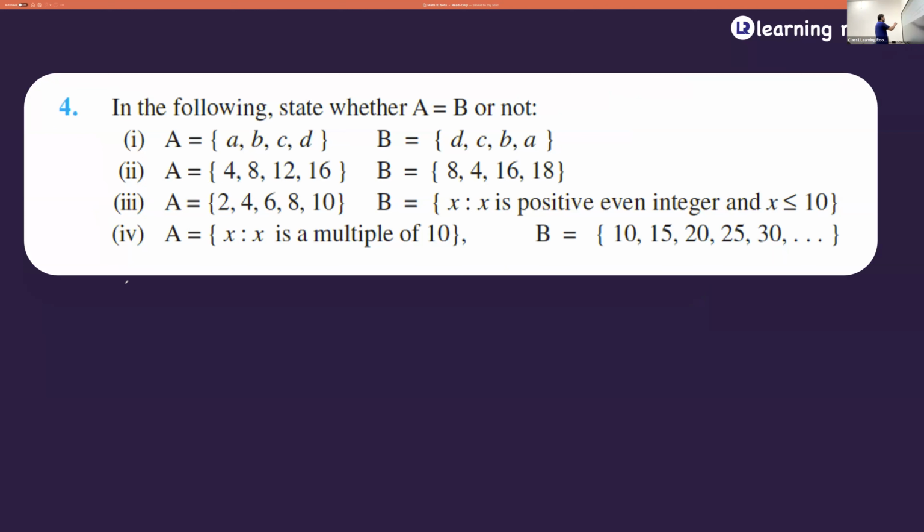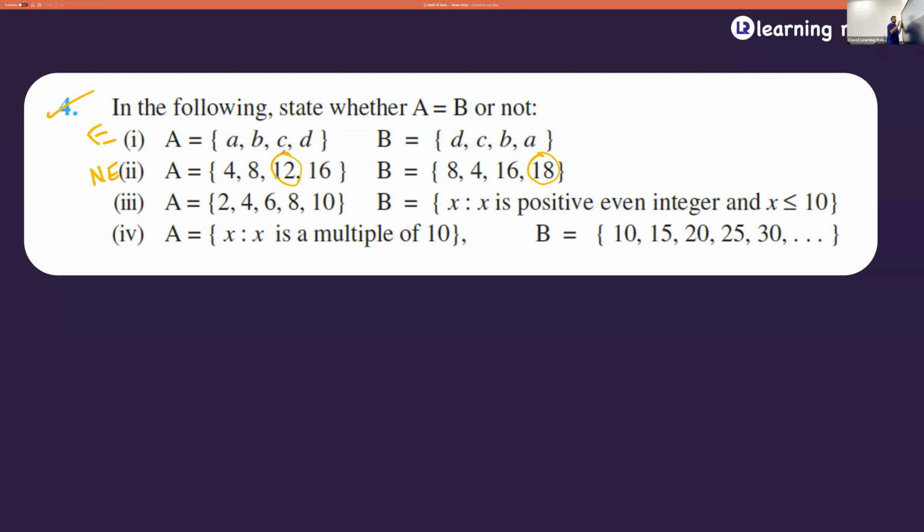So fourth one. State whether A is equal to B or not. A is equal to {a, b, c, d} and B is equal to {d, c, b, a}. So equal. A is equal to {4, 8, 12, 16} and B is {8, 4, 16, 18}. They are not equal. Though the number of elements is the same, what is the differentiating factor? Here you have 18 and here you don't have 18, and similarly you don't have 12. So 18 and 12 are creating the difference. So they are not equal.